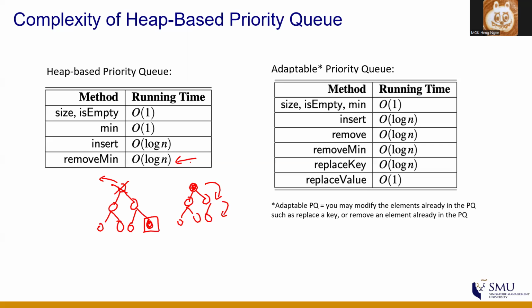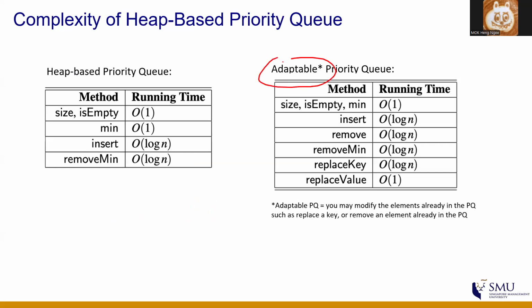Now I'm going to spend some time talking about adaptable priority queue. In most circumstances, a priority queue is going to be an abstract data type. It's a black box. The user or the client of the priority queue is usually not very concerned with what happens in the queue, as long as this priority queue has a good time complexity.